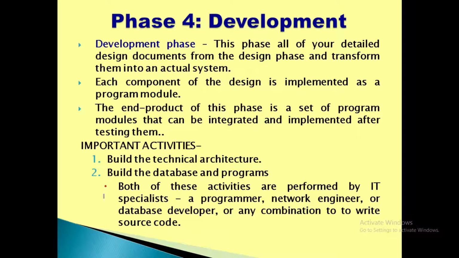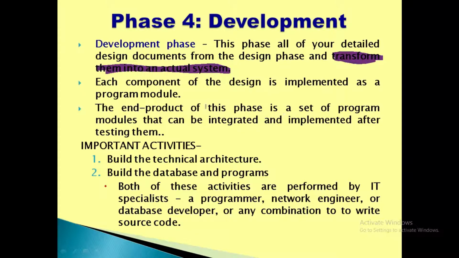Phase 4, development. Through the design phase, you have got a one complete logical design of your system. This phase takes design documents from the design phase and transforms it into the actual system. Here the target is to transform the logical design into the actual working system. Each of the component of the design is implemented as a program module. The end product of this phase is a set of program modules that can be integrated and implemented after testing them.